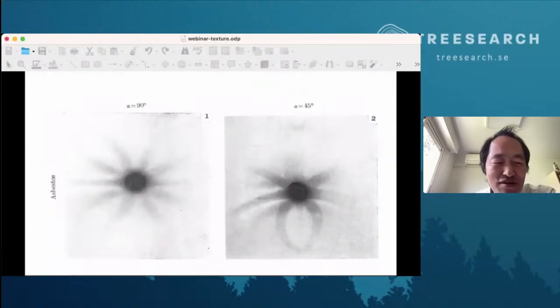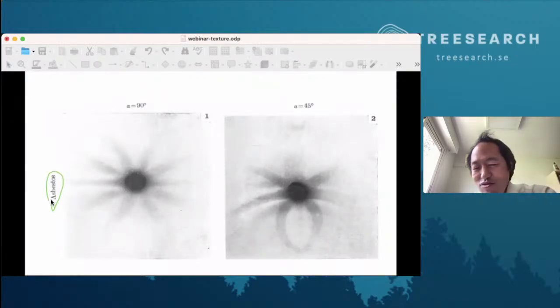asbestos. So asbestos is a fibrillar inorganic substance that you use for insulation. Nowadays, you have to remove it from the buildings, but by simply putting the asbestos sheet at a different angle, you see an interesting pattern.